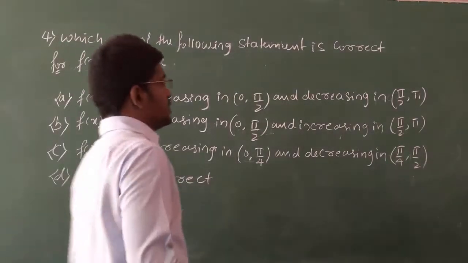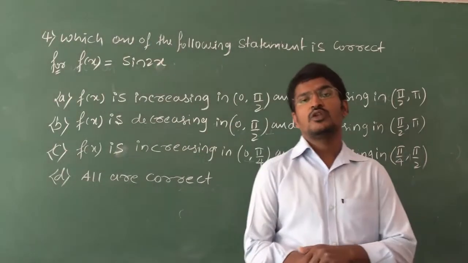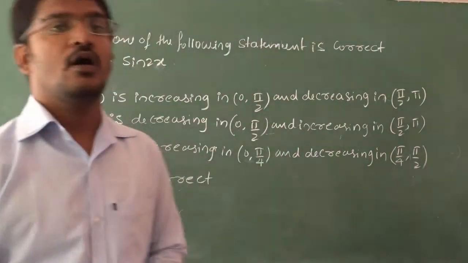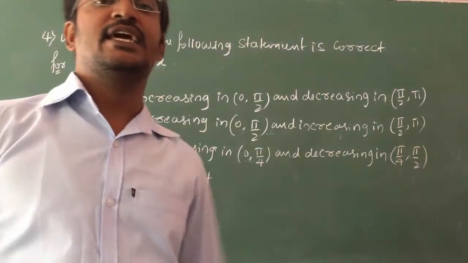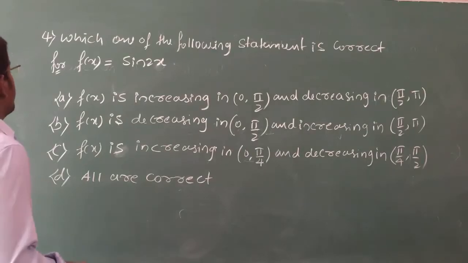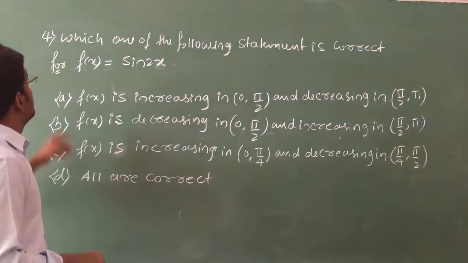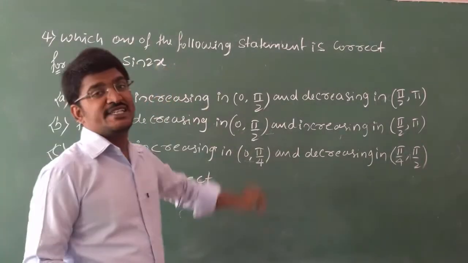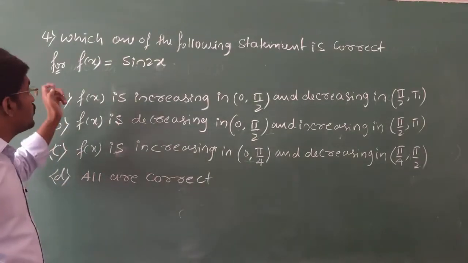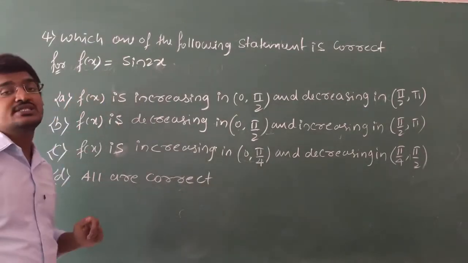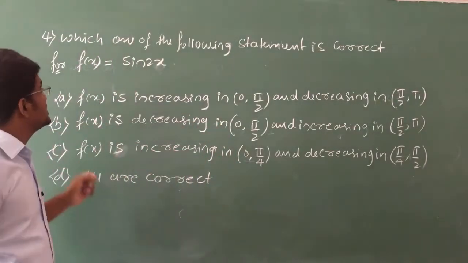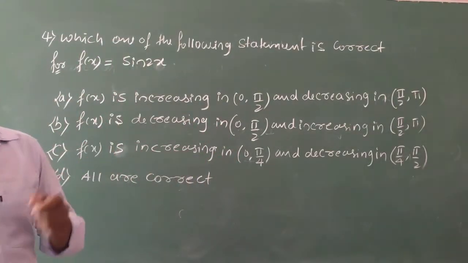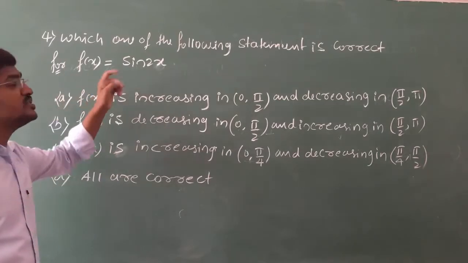Okay students, so now let us see the fourth problem on increasing and decreasing functions. Here, which one of the following statements is correct for f of x equal to sin 2x? They are asking which one of the following statements is correct for f of x equal to sin 2x.